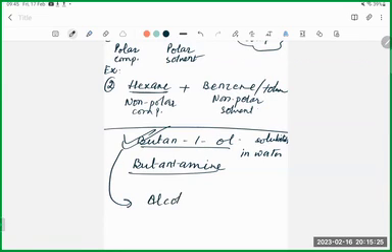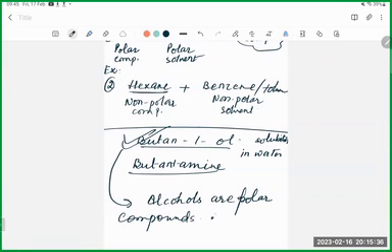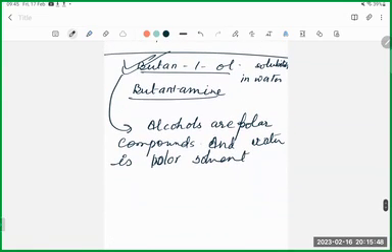Alcohols are polar compounds, right? So polar compounds will be soluble in polar solvent, and water is a polar solvent, correct? So, got the reason? So butanol will be highly soluble in water. Did you understand this nature?